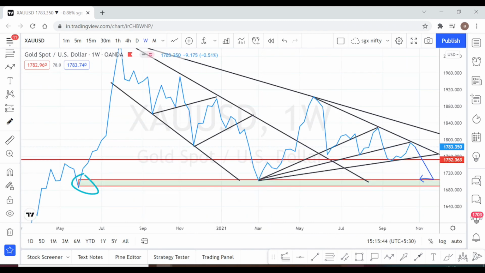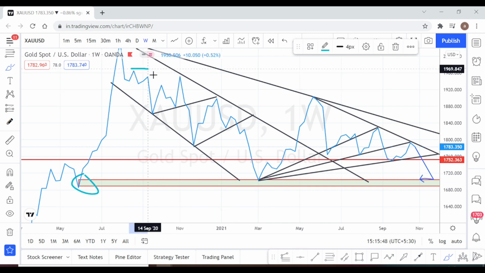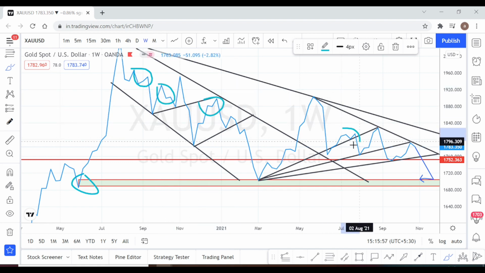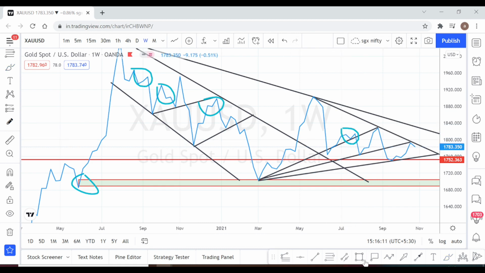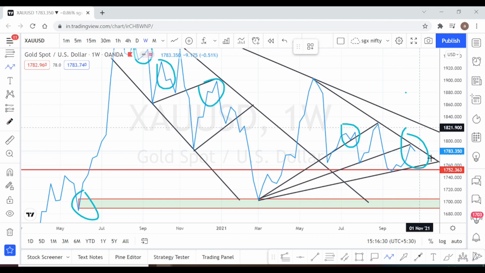And another information I wanted to share with you: every time it takes a trend reversal, there is a double top pattern happening. Here also double top, here also, and here also. Again here also double top is happening. And when we notice the present price action, it looks like a double top is forming again over here.